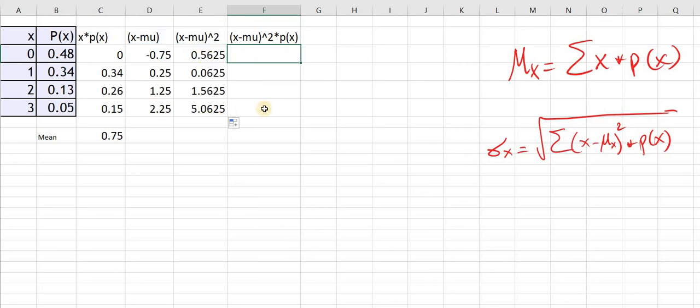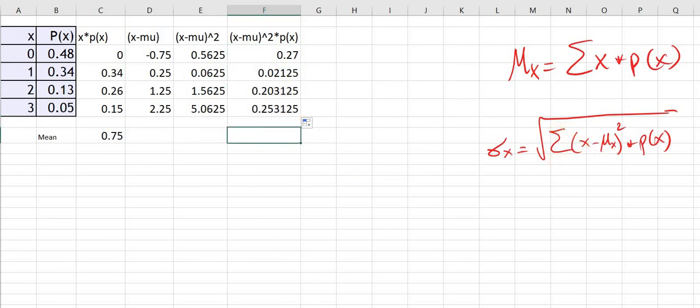The next step in the process is to multiply (x minus mu) squared by the probability of x. So this is equal to what we did in the previous column times the probability of x, which is the first number under p of x. And then you populate to find the rest of the numbers, and then eventually do the sum.